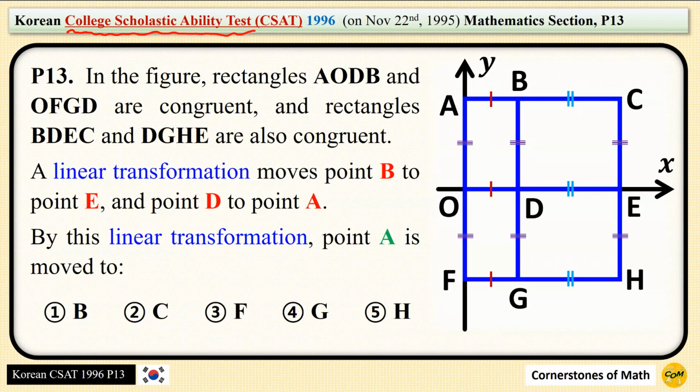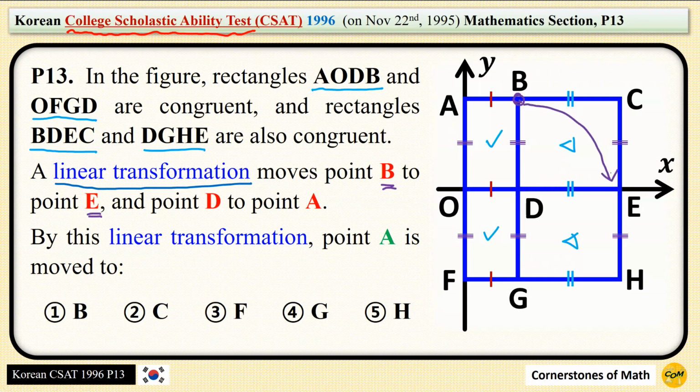Today we will solve the following problem. In the figure, rectangles AODB and OFGD are congruent, and rectangles BDEC and DGHE are also congruent, which is pretty self-explanatory by the figure. A linear transformation moves point B to point E, and point D to point A. By this linear transformation, point A is moved to one of these 5 points, and we have to find which one.